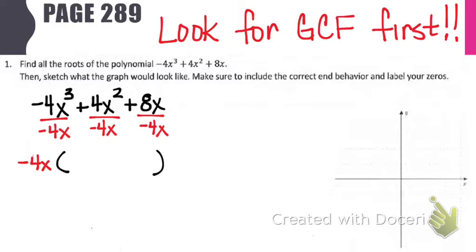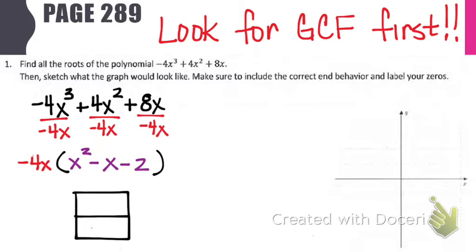So the first term would be positive x squared. Then you would have a negative x and a negative 2. So let's factor this down. Factor down what we have right here. My x squared goes in the top left. The negative 2 goes in the bottom right.